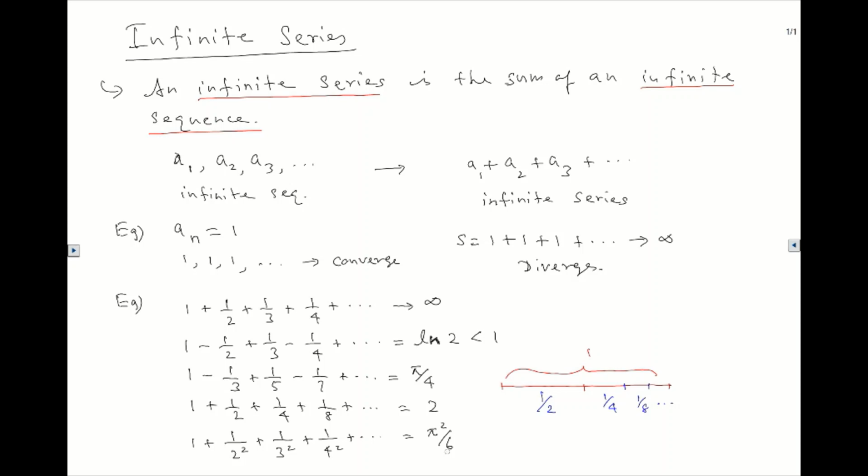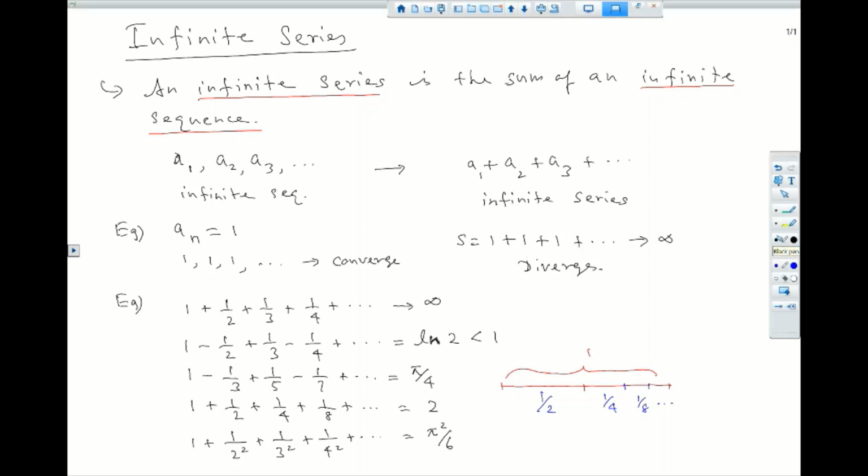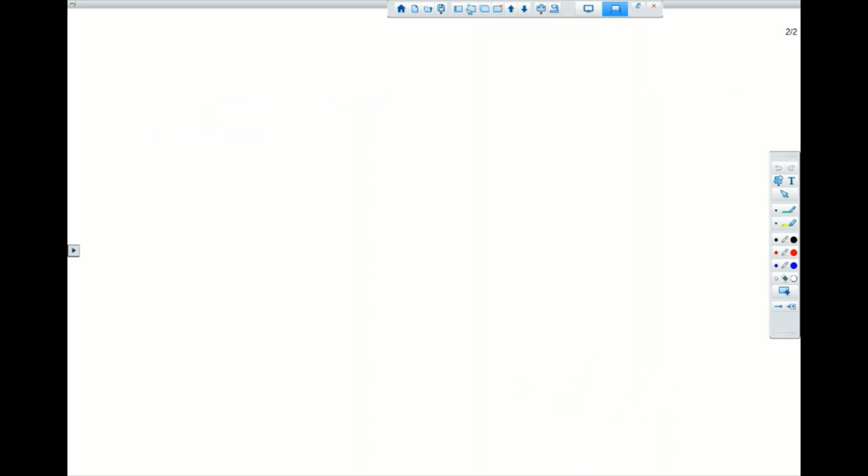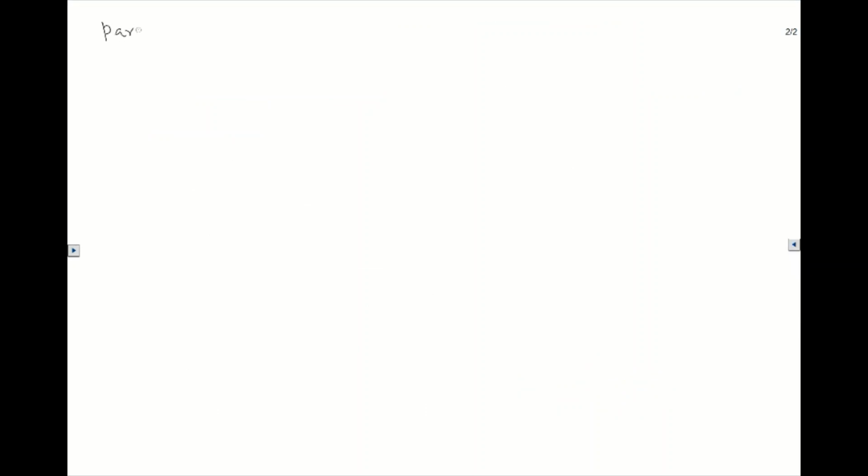Okay, so let's continue. What we're going to do is start with the systematic definition, and continue the idea about this. So we're going to define what we call the partial sum. So what's the partial sum? We're going to call it Sn. What we're going to do is add the first n terms. That's what we call the partial sum.